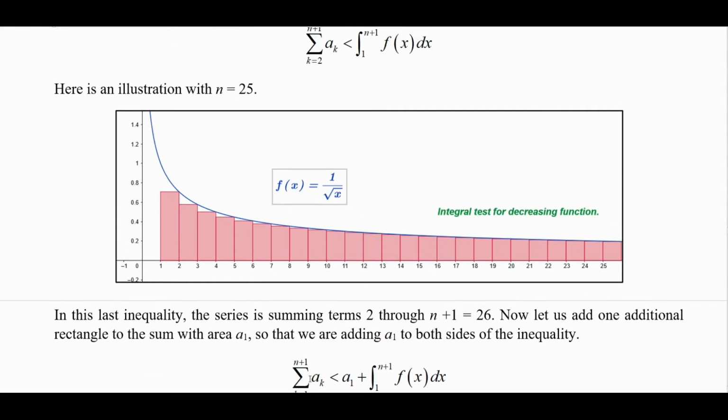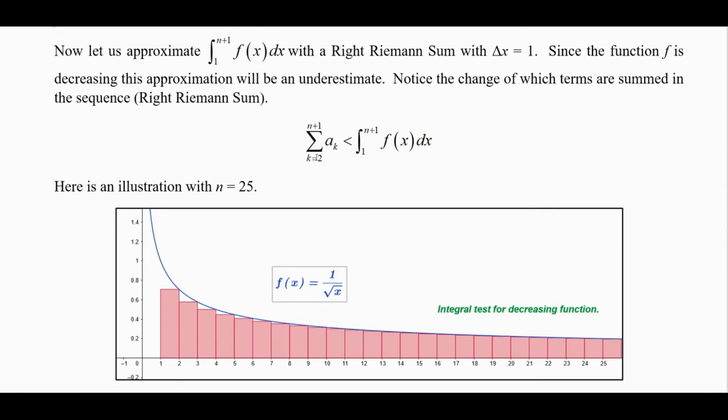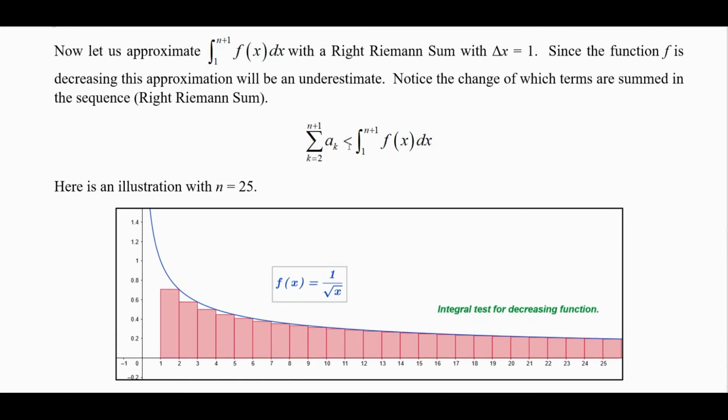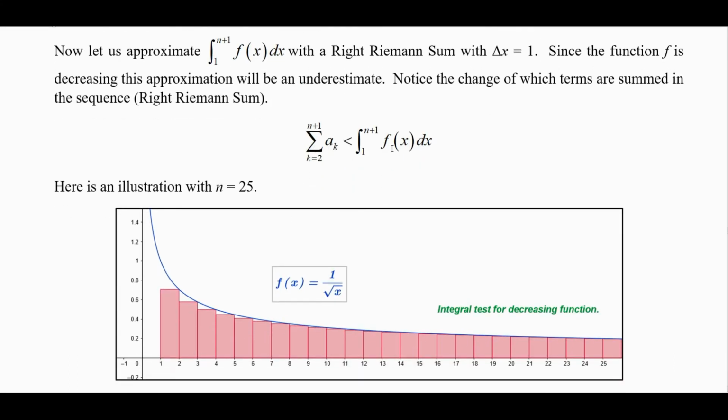Okay, so we're going to sum up the rectangles from 1 to n plus 1. Let me see, let's start back up here. From 2 to n plus 1. So this is a sub 2 for the first one, a sub 3, a sub 4, a sub 5, a sub 6, a sub 7. The last one here going from 25 to 26 is a sub 26. So we're going from 2 to n plus 1. n is 25 here, and we're integrating from 1 there to there. So the sum is an underestimate this time.